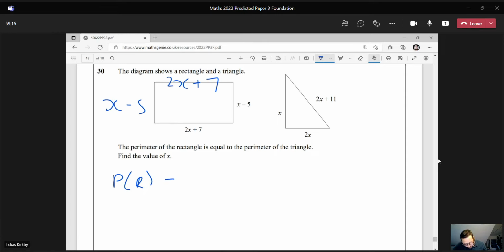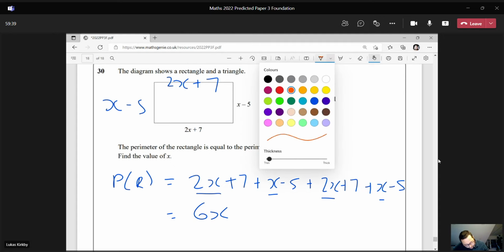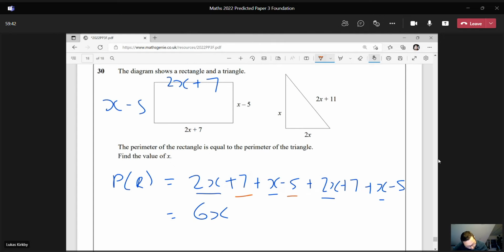So if I add all these up, let's start at the top, so 2x plus 7 plus x minus 5 plus 2x plus 7 plus x minus 5. Okay, how many x's have I got? Well, I've got 2, 3, 5 and 6, so this is 6x. And then I've also got, let's use a different colour, 7, take away 5 is 2, plus 7 is 9, take away 5 is 4, so 6x plus 4. Okay, so that's the perimeter of my rectangle.